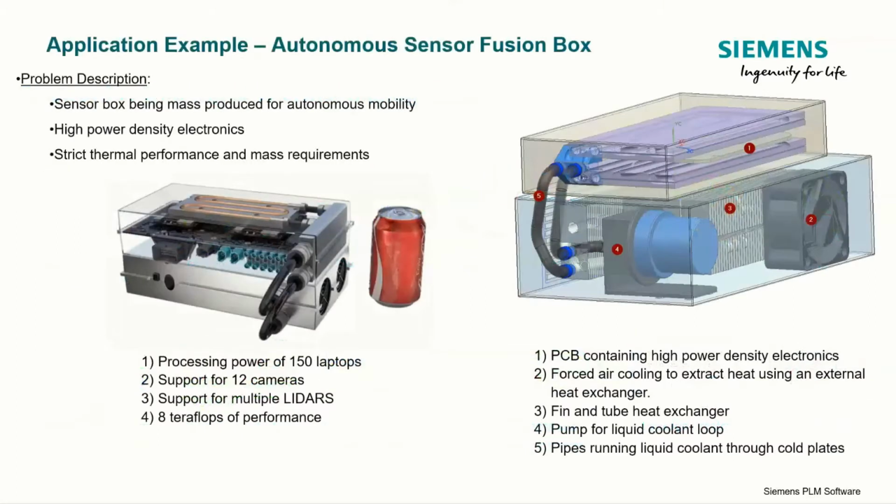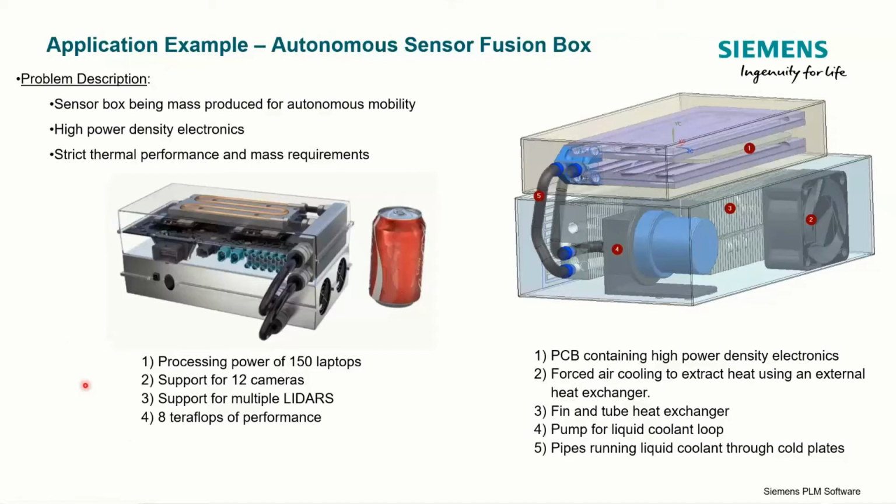So the particular example that I'll be showing you is this sensor fusion box. So the idea is this would be used inside of an electric vehicle to cool some of the onboard electronics. So this is high power electronics, so we have a lot of heat being generated within this system. You can see it's a relatively small package. The image on the left shows the system next to a can of soda, just for size reference.